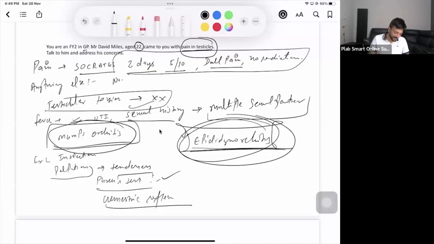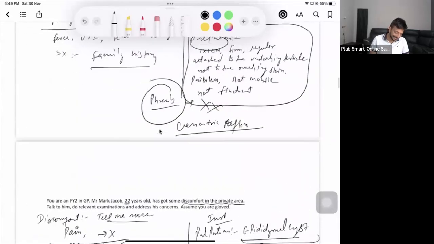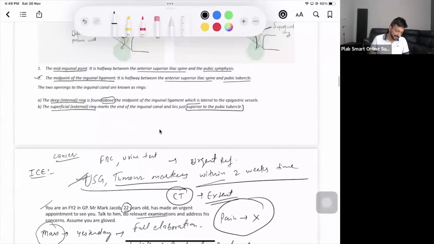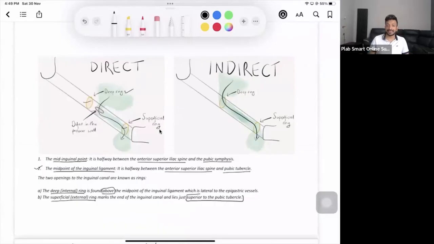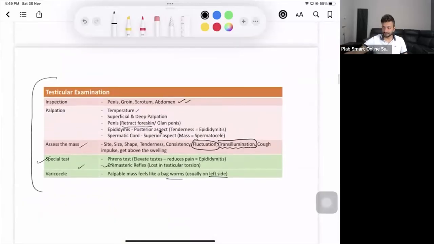So these are the four or five scenarios. We have mumps orchitis, epididymo-orchitis secondary to multiple sexual partners, we have an epididymal cyst, we have the cancer one, and it can come as a teaching of inguinal examination as well. All right, so that's your testicular examination.